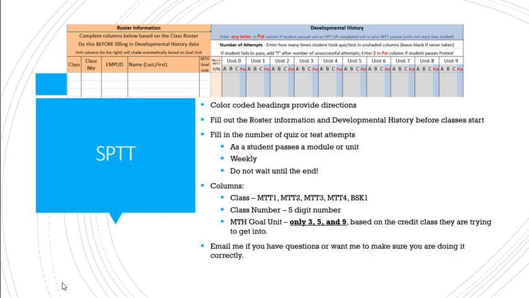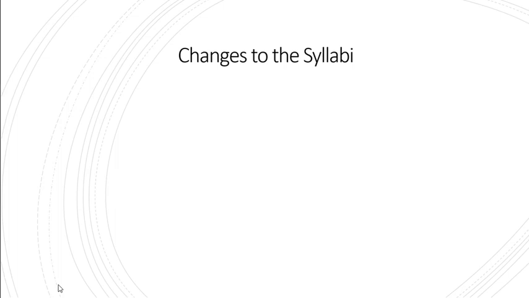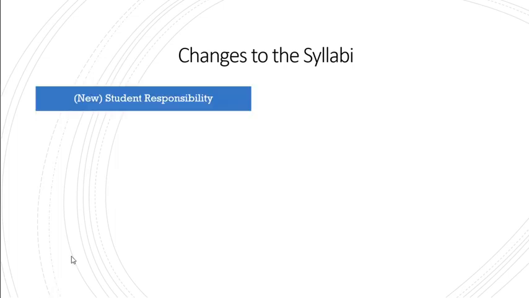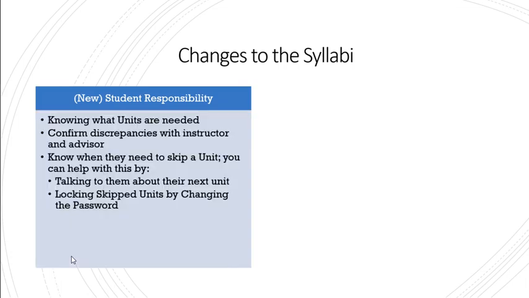If you have any questions, please feel free to email me, even if you just want to make sure you're doing it correctly. There have been some changes to the syllabi over the last year. There is one that's new this term dealing with student responsibilities. The syllabus now says that students are expected to know what units they need, and if there are discrepancies, they need to check with their instructor and their advisor. This means they also need to know what units they need to skip.